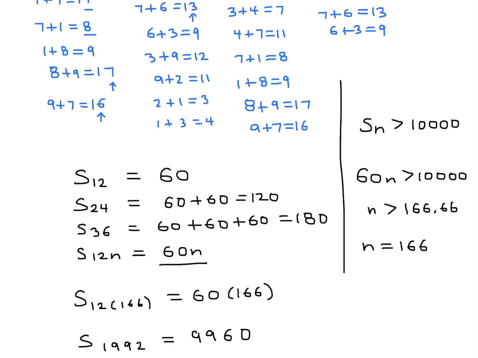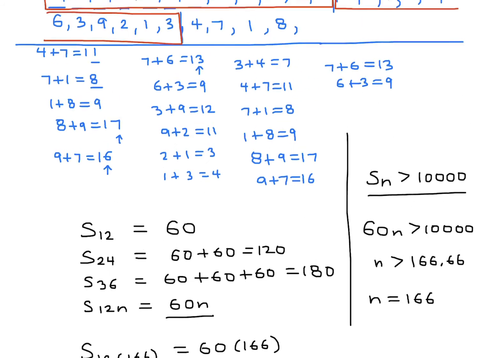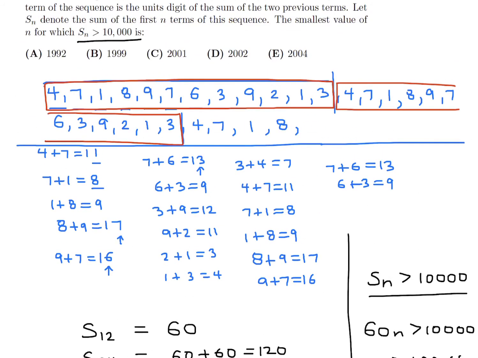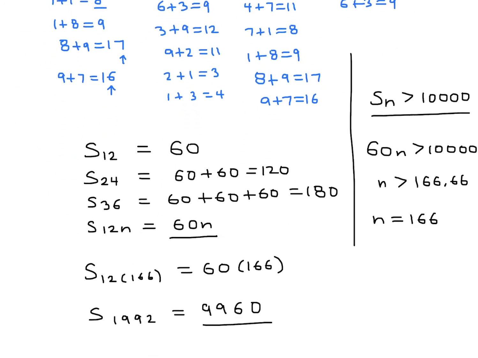Okay? So when we get to the 1992nd term, our sum is 9,960. But we want to get over 10,000. Okay, no problem. What are we adding? We're adding these terms, right? So let me write that up there.